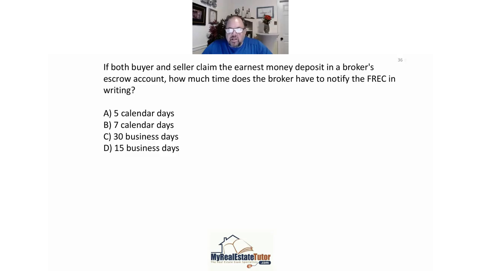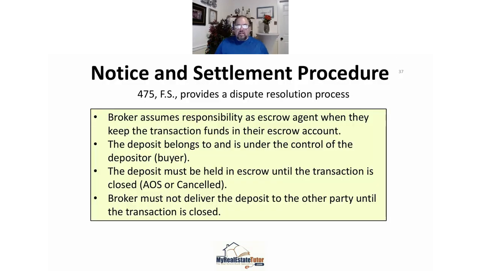All right, if a buyer and seller claim the earnest money deposit in the broker's escrow account, how much time does the broker have to notify the FREC, or the real estate commission, in writing? Let's go ahead and break this down real quick. This falls under the notice and settlement procedure under 475. What happens when there's a dispute? And what is the resolution process between brokers?